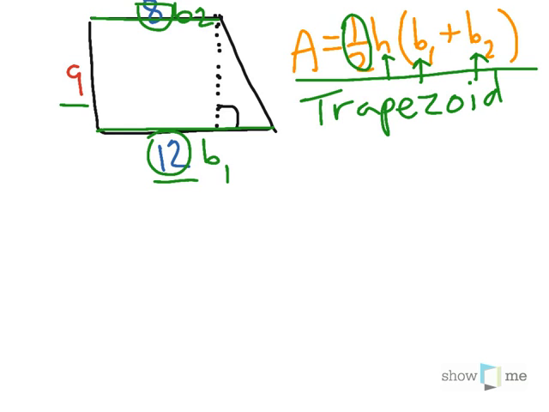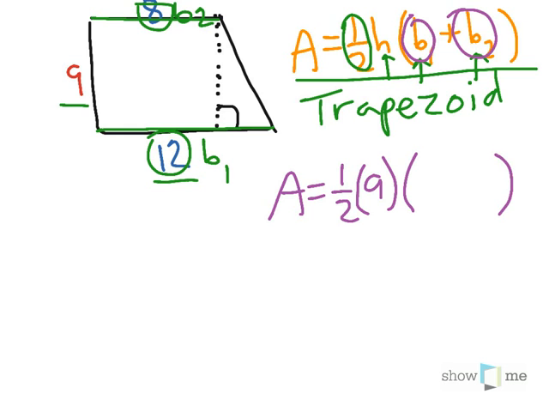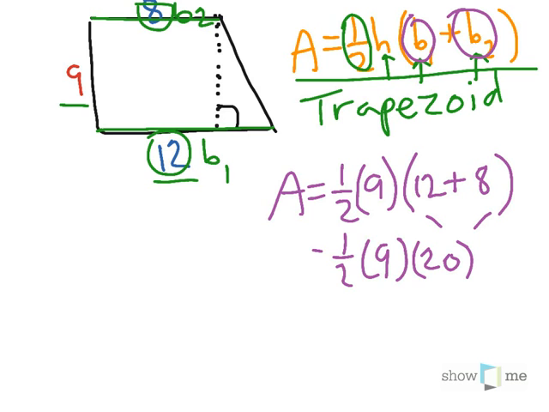Now, let's see if we can put this calculation to work. Okay? So I'm going to write our area equals 1/2, and my height happens to be 9. And then I'm going to have a grouping that has base 1 plus base 2. So I'm going to have base 1 is 12 and base 2 is 8. Now all you have to remember is your order of operations here. We're going to take care of the parentheses before we do all the multiplication. So this right here becomes 20. I still have a 9 and I still have a 1/2.